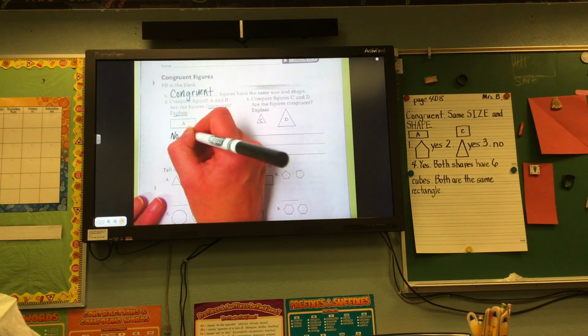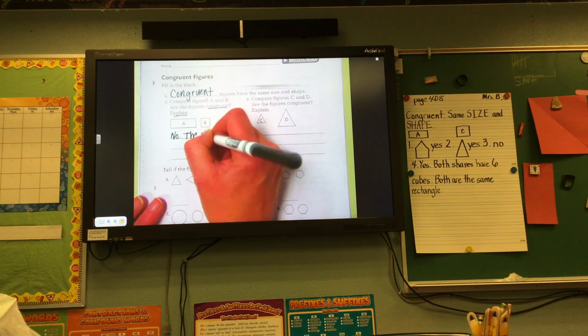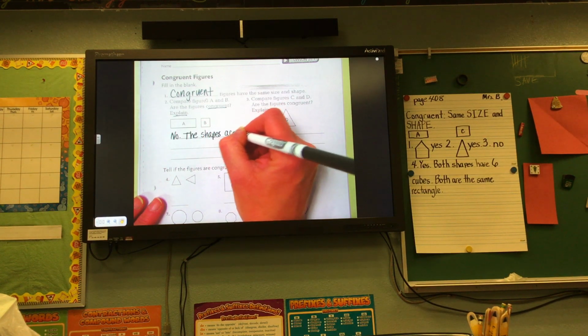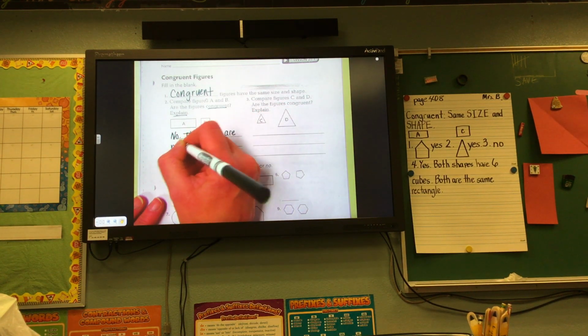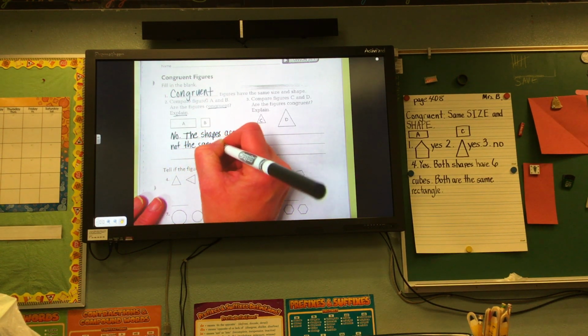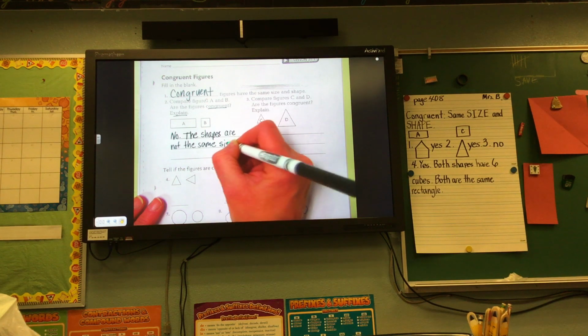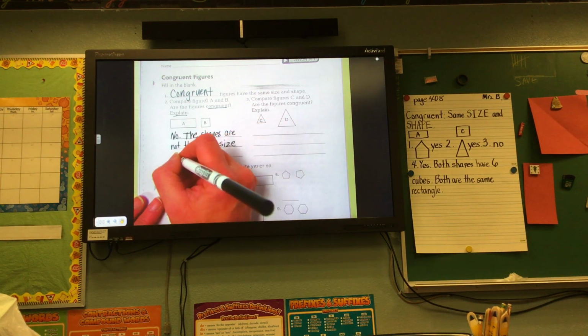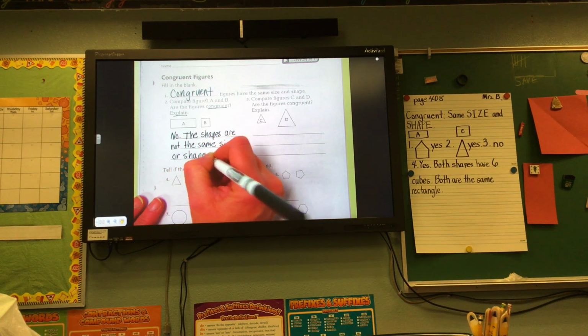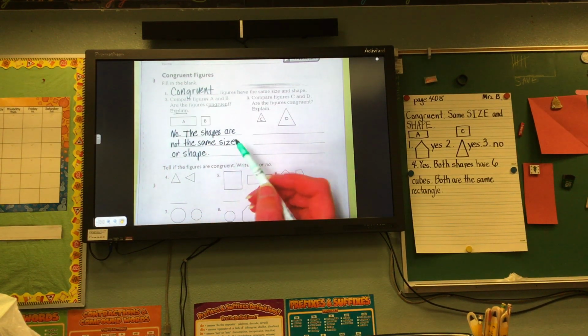First of all, I'm going to start by saying the shapes are not the same size or shape. Okay, so in this case, they weren't either thing. They were not the same size, and they were not the same shape.